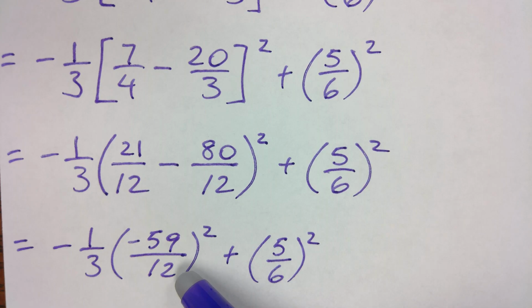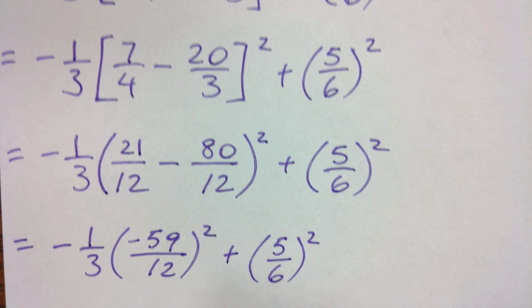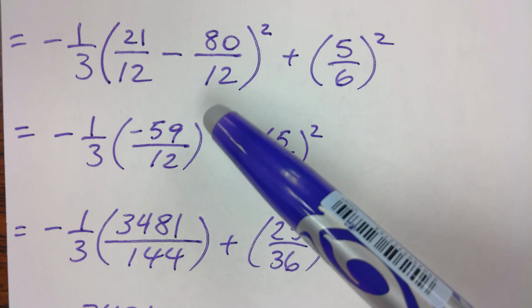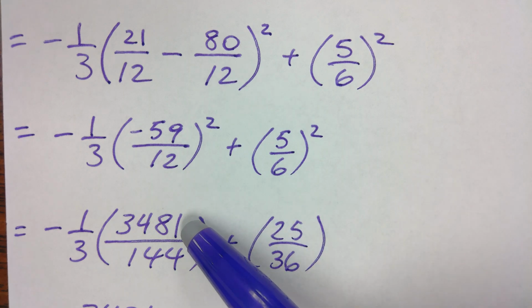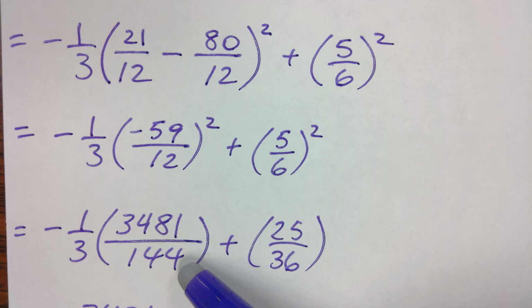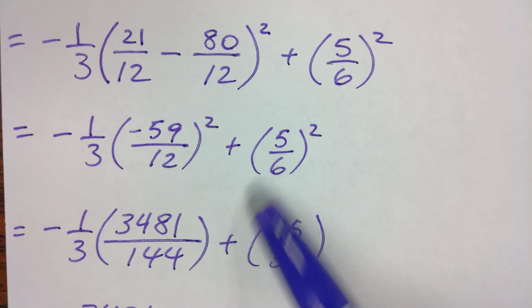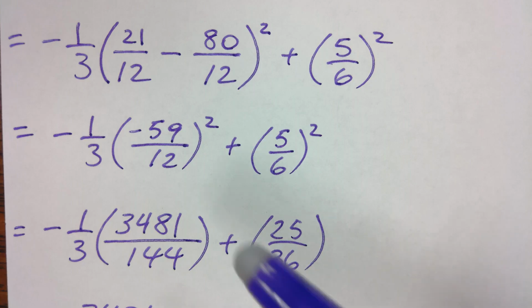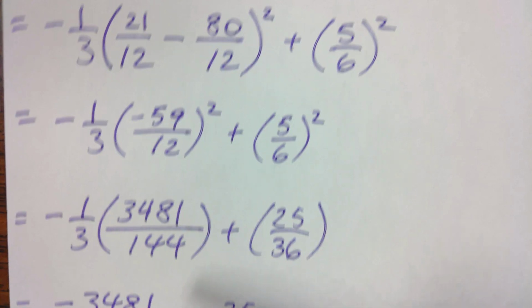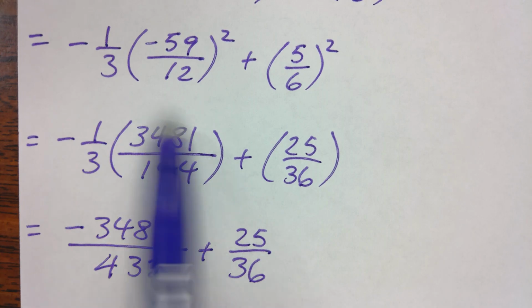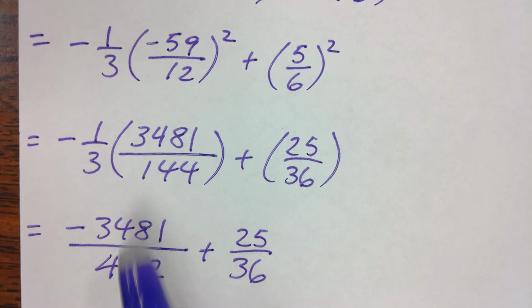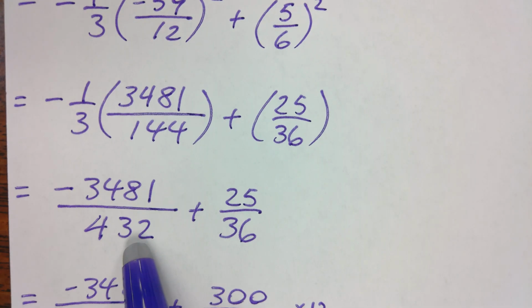Already I see that my number is going to get ugly because 59 squared is going to get to a big number, and I can't reduce this. So then when I square it, negative 59 squared is positive 3481. 12 squared is 144. Notice I haven't done anything with this or this, and that's because of BEDMAS. Do the brackets first. So now fraction times another fraction means I just multiply numerator to numerator, denominator to denominator.